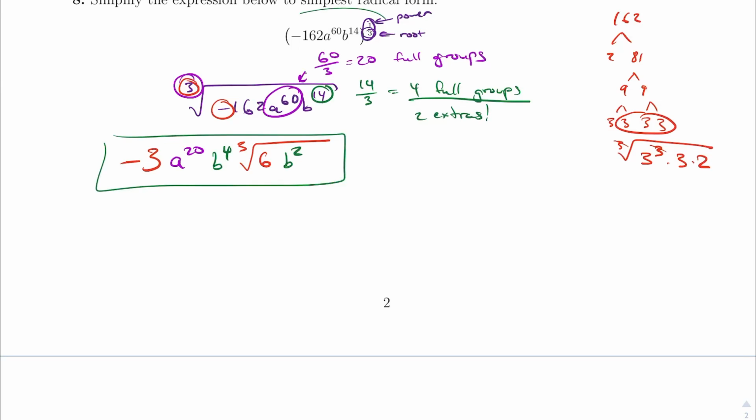So the key thing with some of these fractional exponent problems is to rewrite them using the roots that we're more familiar with.